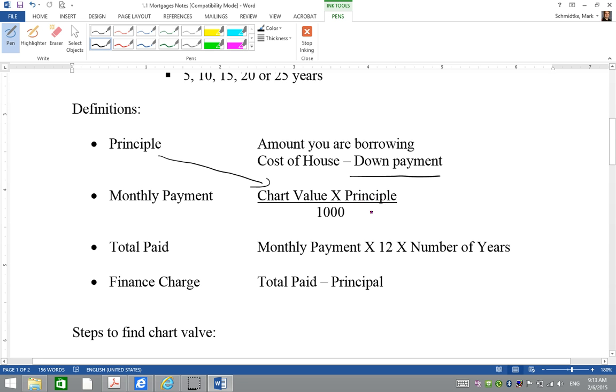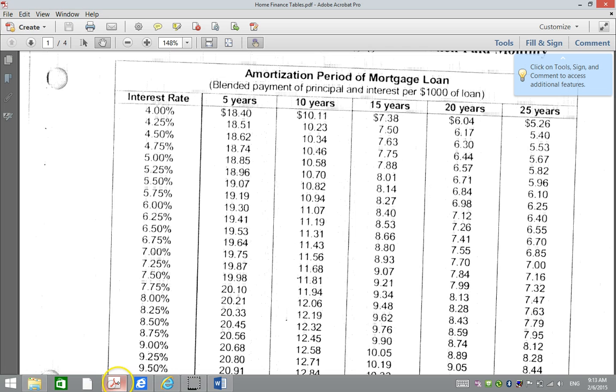So let's take a look at this chart value. You need to stop for a second and switch to the chart package of your handout. I'll bring it up here as my PDF. For our chart, we're going to have our years going across the top. So do you have a 5, 10, 15, 20, or 25-year mortgage? And you've got negotiated interest rates across the left.